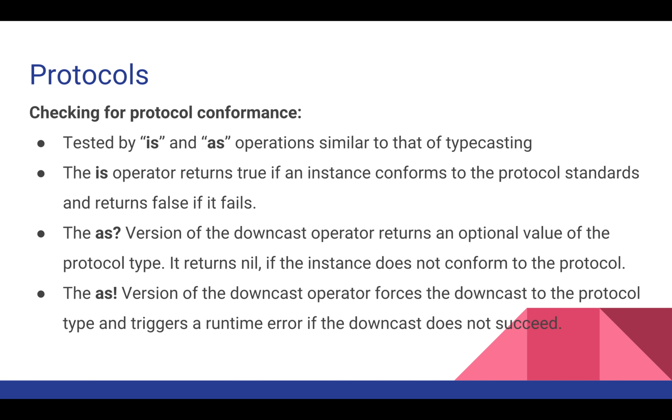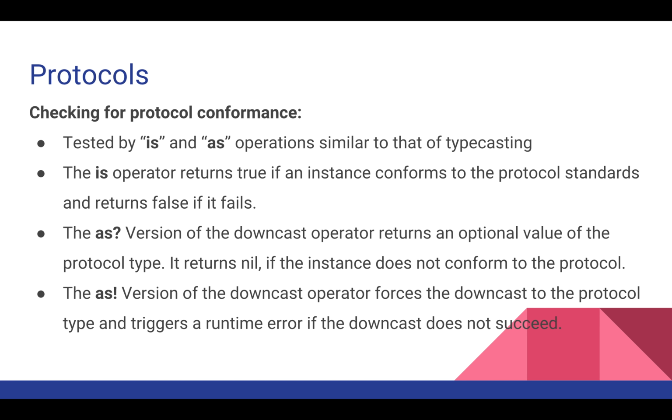You can use the is and as operators to check for protocol conformance and to cast to a specific protocol. The is operator returns true if an instance conforms to a protocol and returns false if it does not. The as? version of the downcast operator returns an optional value of the protocol's type, and this value is nil if the instance does not conform to that protocol.